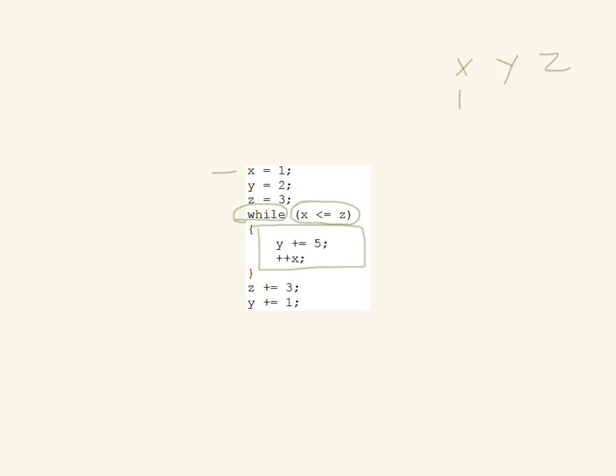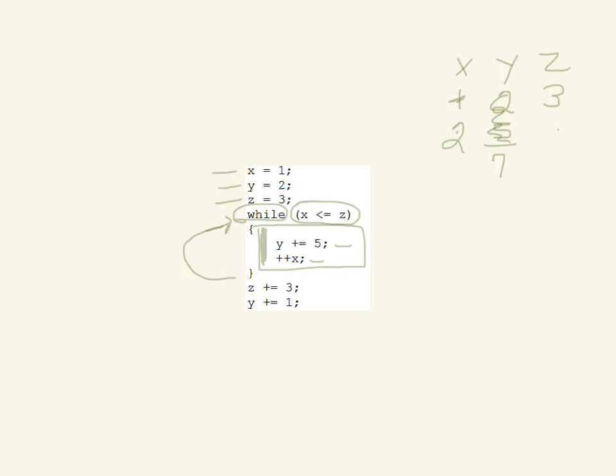Assign a value of 1 to x, value of 2 to y, and a value of 3 to z. Hit my first conditional test. x is 1 and z is 3. So is 1 less than or equivalent to 3? Well, yes, it is. So I know I'm going to execute this block. This says add 5, 7. And then add 1 to x, so it becomes 2. And I come back up.